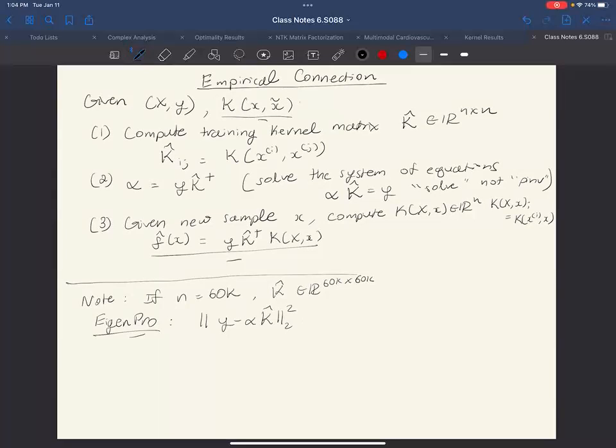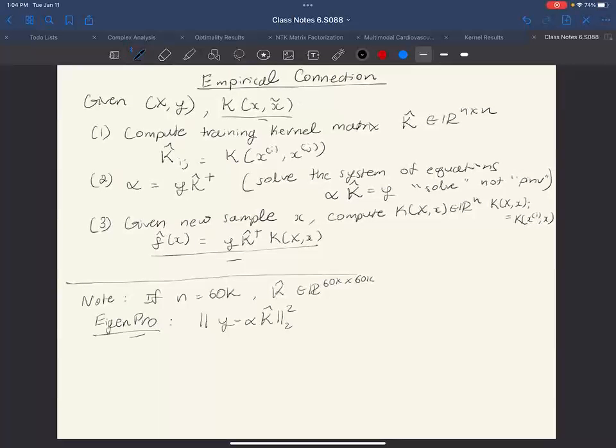Later on in the course, we'll actually have some work that shows that you can use EigenPro to solve kernel regression on super high dimensional problems. We're talking about 500,000 training examples to 1 million training examples. And there are some nice images that come out of that.